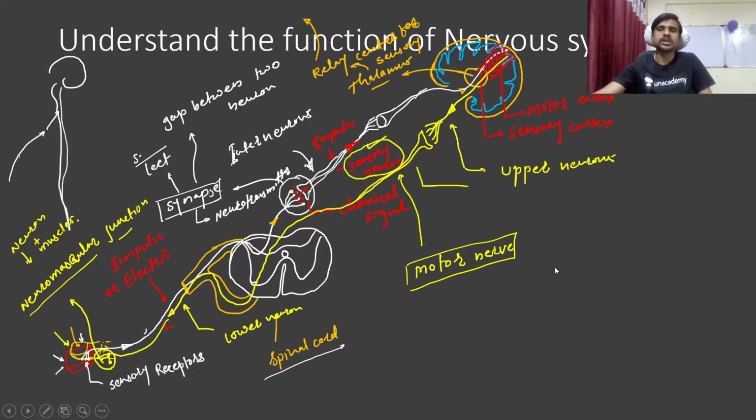Okay, so this is actually the function. So if you see in this part, the signals travel a very short distance. So you can say these are the gradient potential.